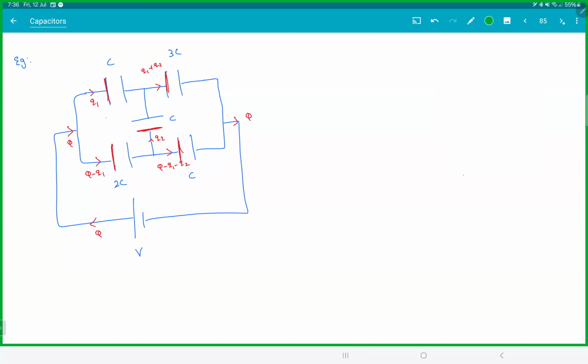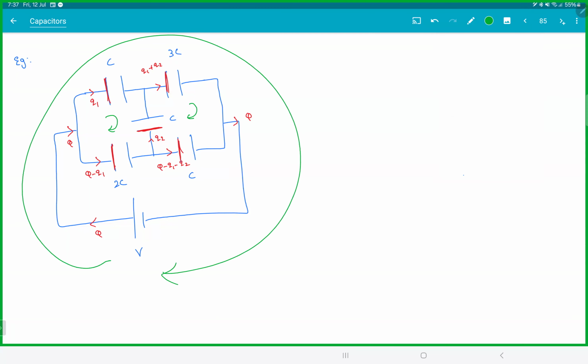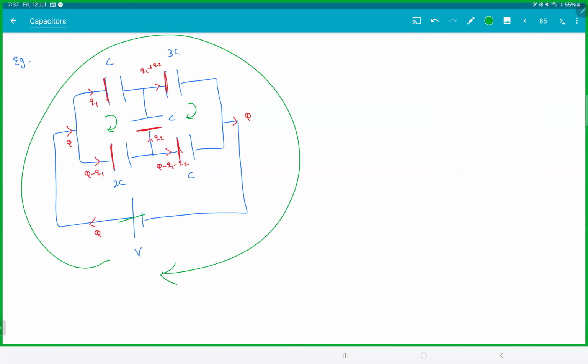So we will write: this is one loop, the left loop. We will write this is one loop. And we will write this loop. So we need to get 3 equations, 3 variables. Left loop, the right loop. And starting from here, we're going like this, up say.